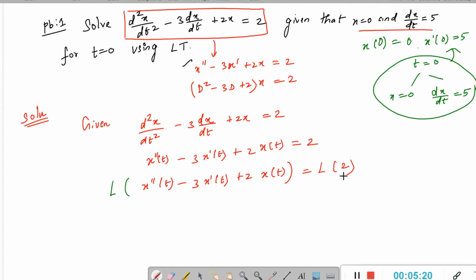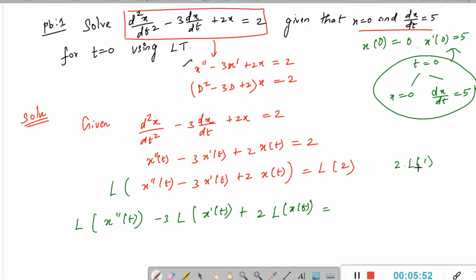Now I'm going to apply the linear property of a Laplace transform. That means you can take the Laplace transform individually. So L of 2 is equal to, we don't know the value of L of 2. Better you can rewrite L of 2 as 2 into L of 1. L of 1 is nothing but 1 by s. So the Laplace transform of 2 is 2 by s.